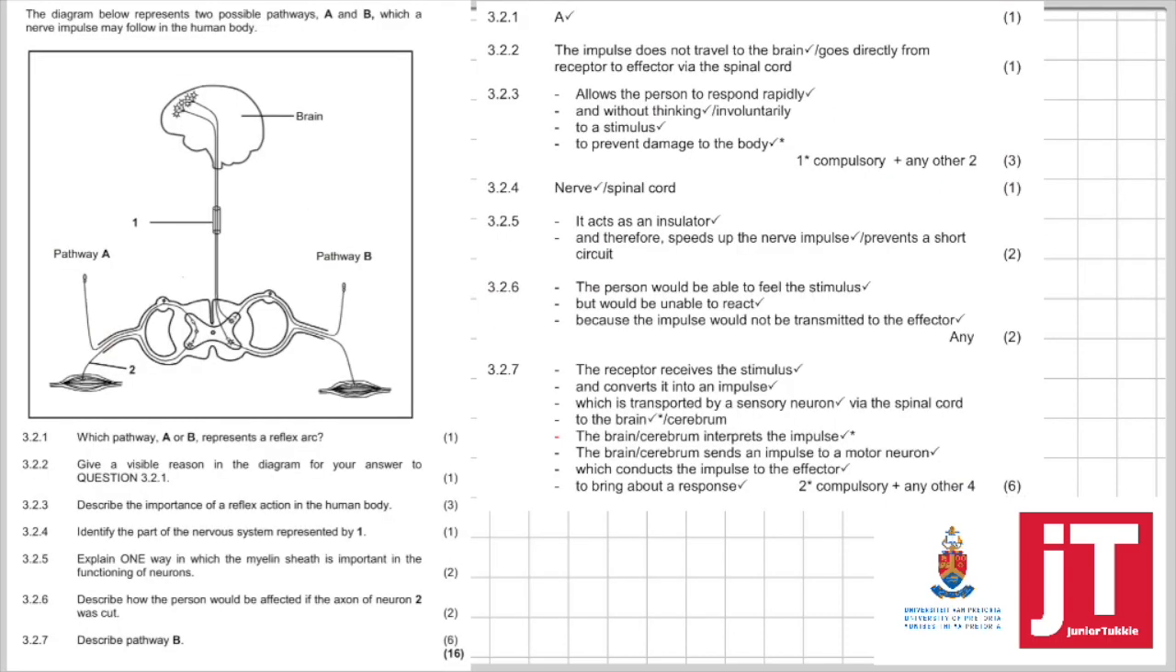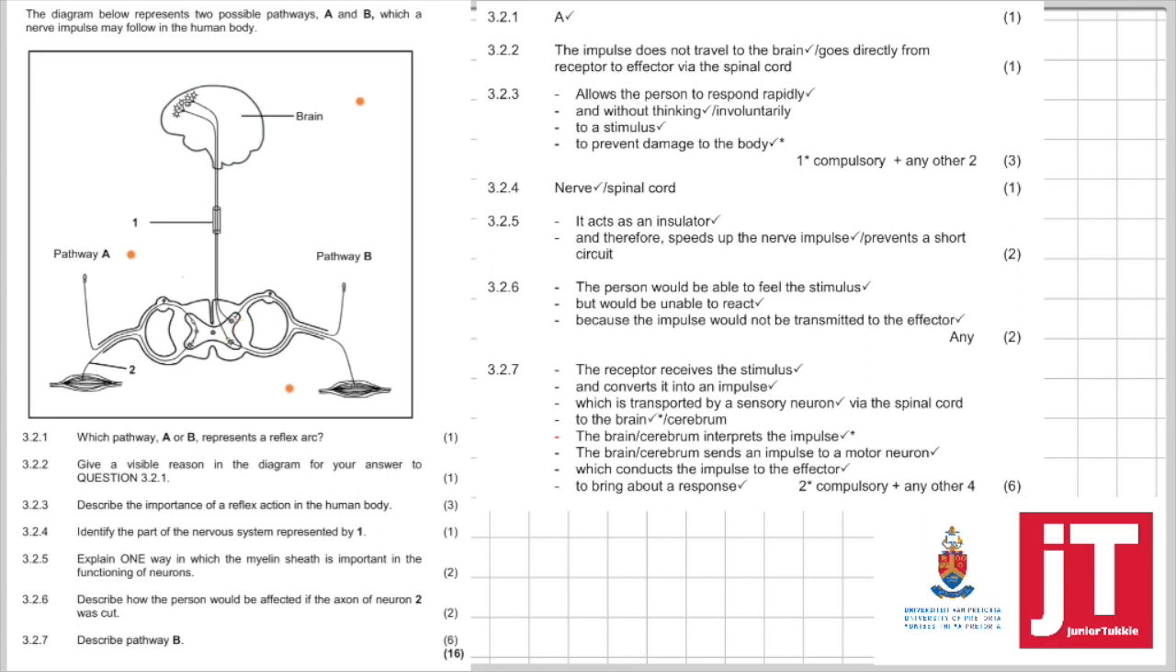Right, 3.2. The diagram below represents two possible pathways A and B, which a nerve impulse may follow in the human body. So there you have the brain, there you have the spinal cord, you have pathway A and B. 3.2.1. Which pathway, A or B, represents a reflex arc? Now, if you look at the answer, you can see it's A. Can you see why it's A? Can you see A has the complete reflex arc? It has a sensory neuron, interneuron, and motor neuron. Can you see here in pathway B, the interneuron is missing there?